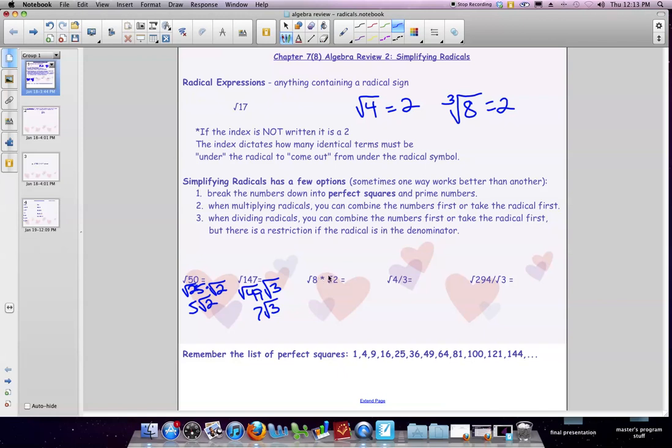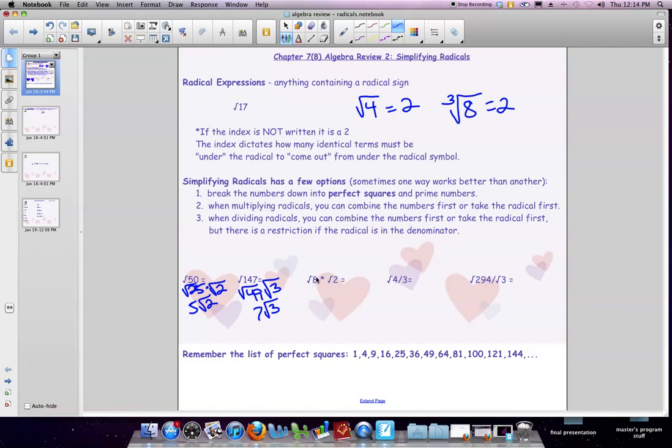When you get into problems that aren't just one number under the radical sign, sometimes you have options. And sometimes one option might work better than another, or one option might be more obvious to you than the other. It really doesn't make any difference. When you're multiplying radicals, you can combine the numbers first, or you can take the radical first. It depends what they give you. In this case, neither one of these is a perfect square by itself. So if I put them together, maybe there'll be a better perfect square.